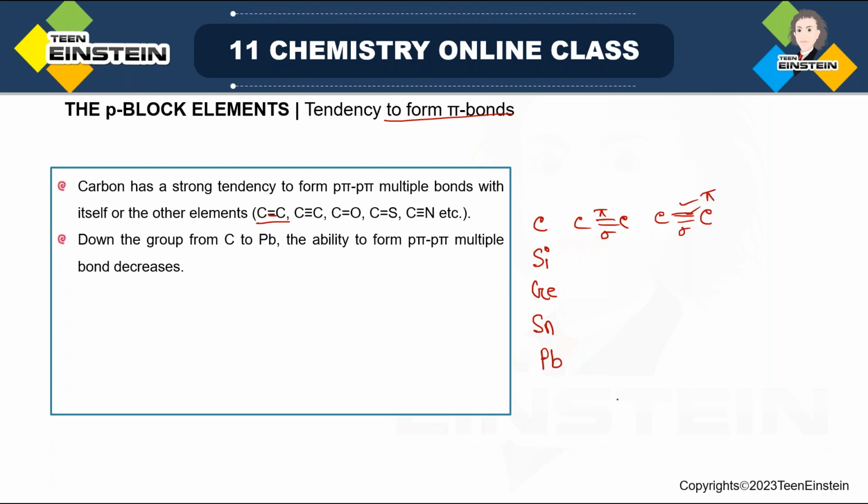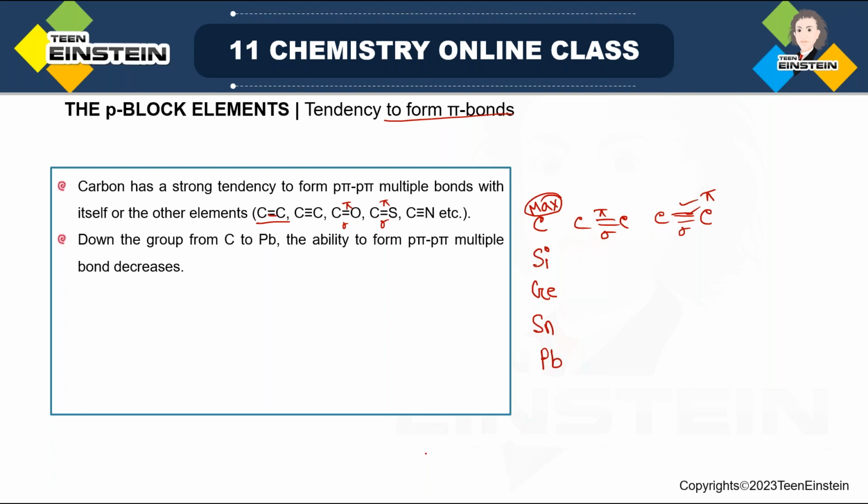Now not just with itself, but it can also form pi bonds with oxygen, with sulfur, with nitrogen. So this tendency of multiple bond formation, or p-pi bond formation, with itself or other elements, is maximum for carbon. As we move down the group starting from carbon until Pb, gradually this ability to form p-pi multiple bonds will decrease.